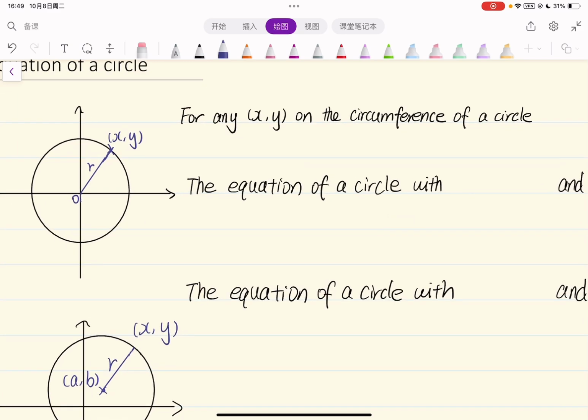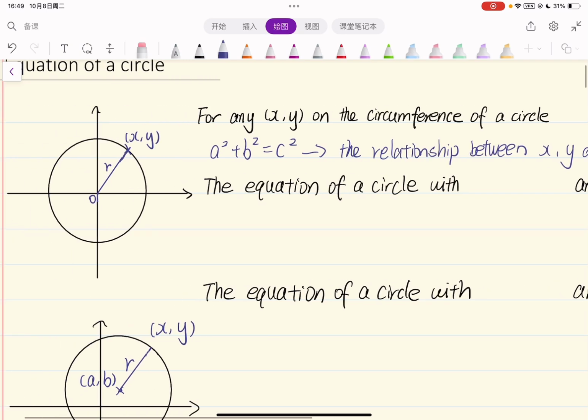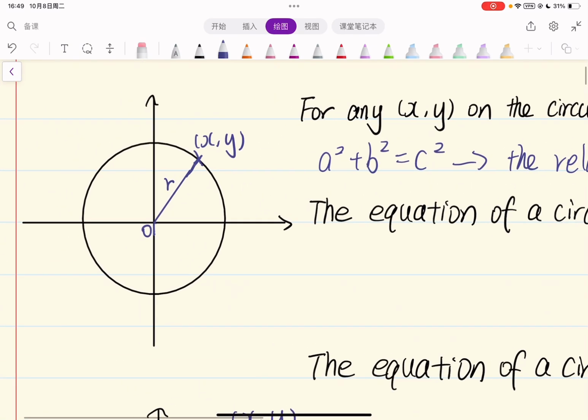We use a squared plus b squared equals c squared to find the relationship between x, y, and r. Now look at the graph. What we can do is make a right angle triangle. We know that the distance from here to here is y, and the distance from here to here is x.